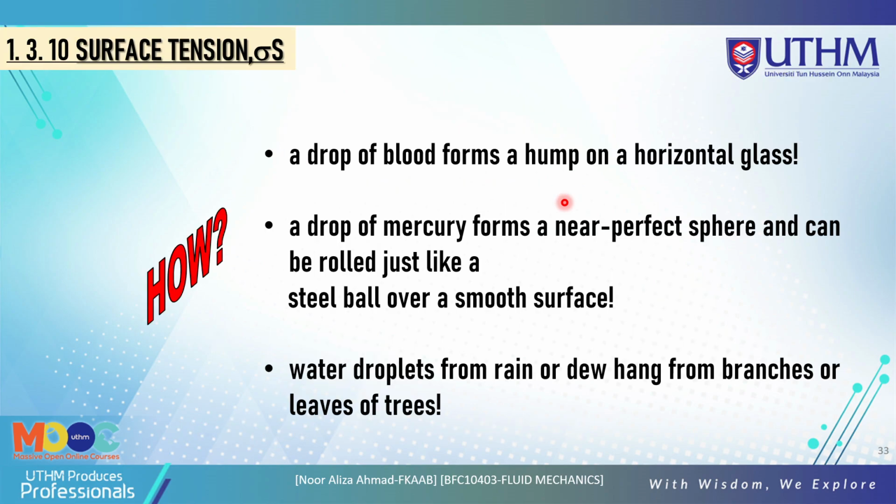So now we look at the surface tension. How is surface tension applied? A drop of blood forms a hump on a horizontal glass. A drop of mercury forms a near perfect sphere and can be rolled just like a steel ball over a smooth surface. And water droplets from rain or dew hang from branches or leaves of trees. So these are applications of surface tension.